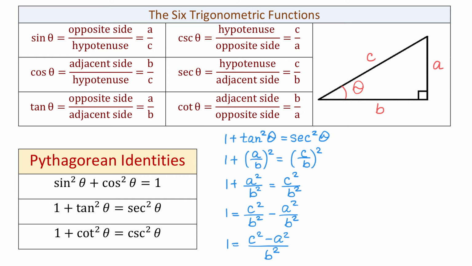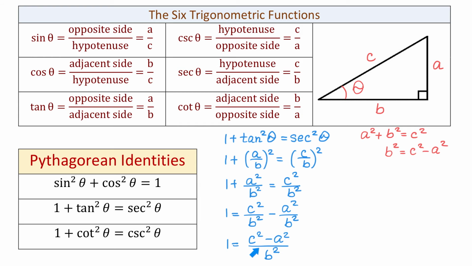Now we know that the Pythagorean theorem is A squared plus B squared equals C squared. And if we subtract A squared on both sides, then we will get that B squared equals C squared minus A squared.